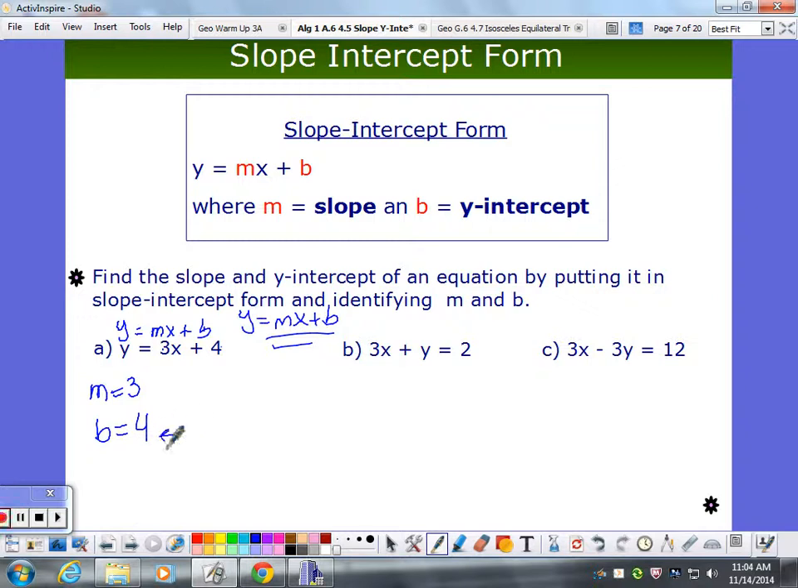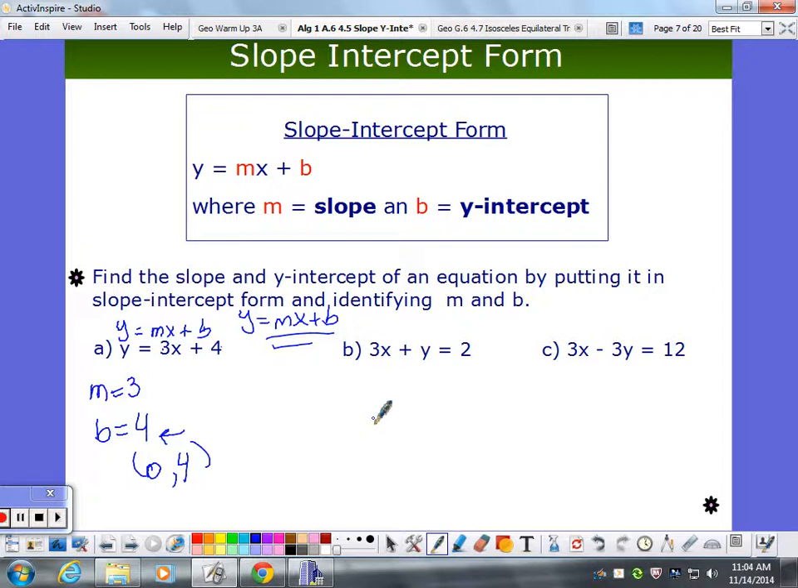Now y-intercept is a point, right? It's a point on a graph. How would I write the y-intercept in xy form? 0, 4. That's what this represents. The 4 is the y value of that y-intercept. What about this one? I want to know the slope, and I want to know the y-intercept.